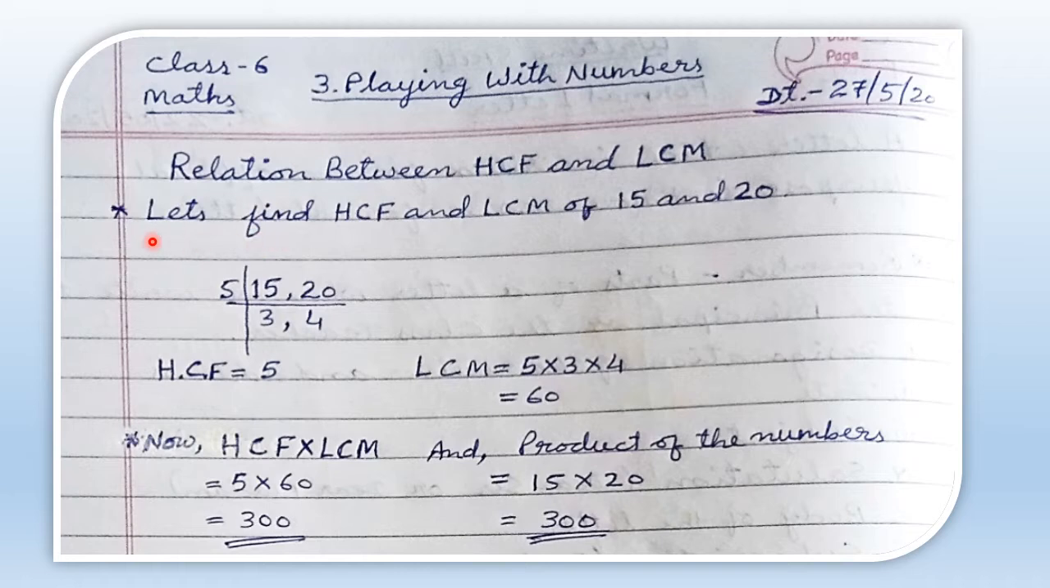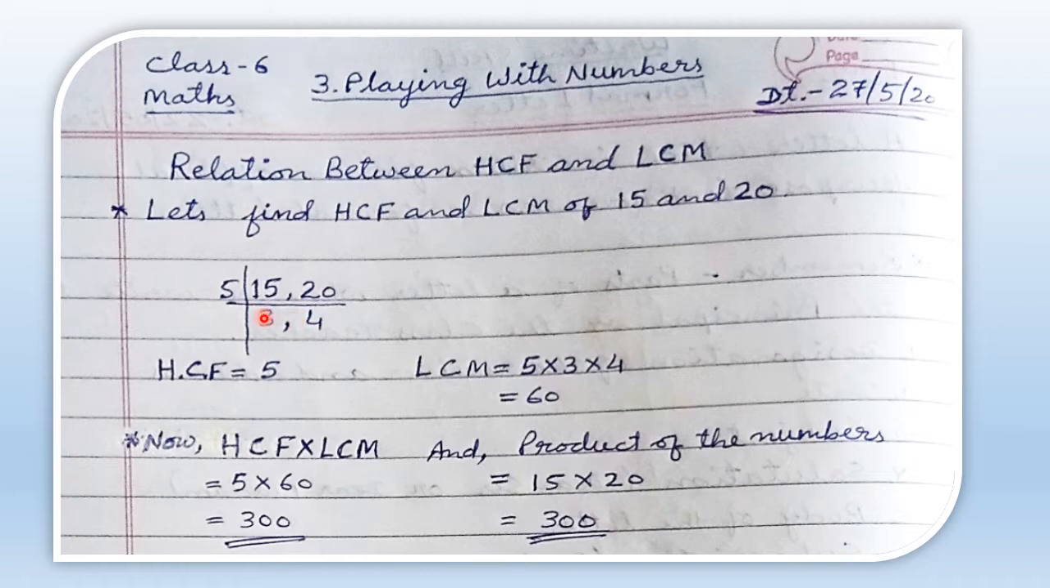Let's find out, but it is applicable when we find the HCF and LCM of two numbers, not more than two numbers. So this relationship of HCF and LCM with regards to two numbers is applicable, not more than two numbers. So first let us find the HCF and LCM of these two numbers, 15 and 20.